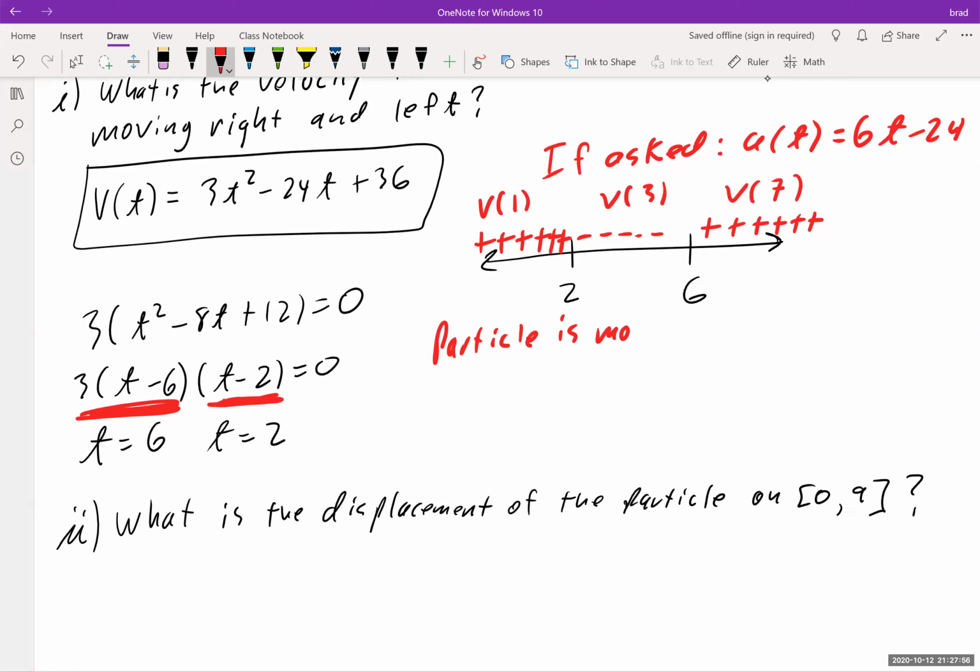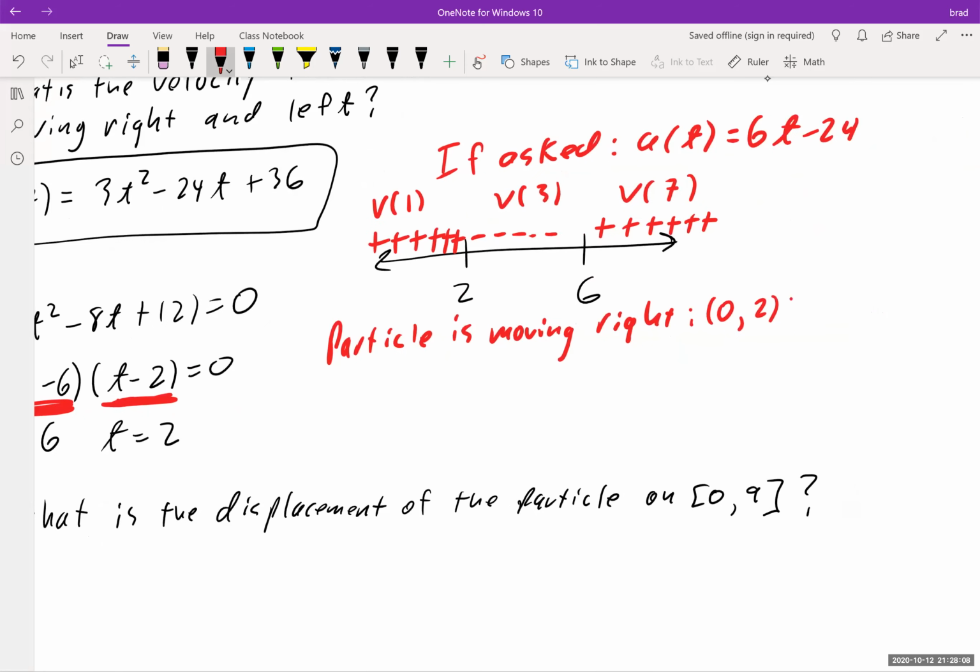the particle is moving right. And then what's the interval? Let's see. So from 0 to 2, it's positive. Union 6 to 9, right? Okay. And moving to the right or to the left when it was negative. So the velocity function was negative from 2 to 6.